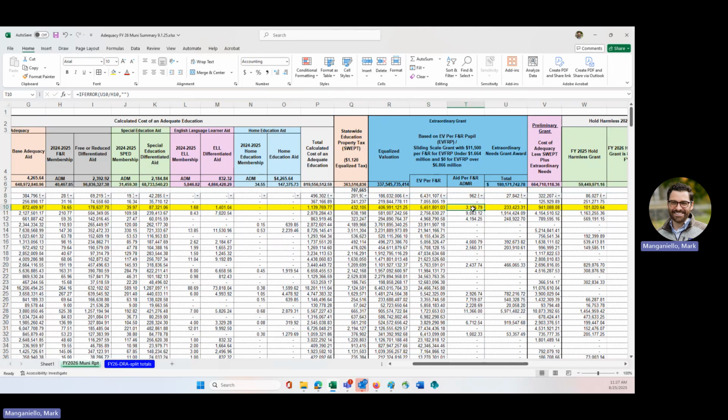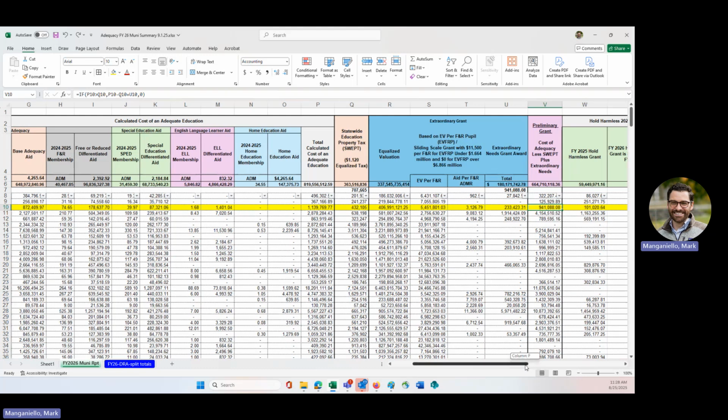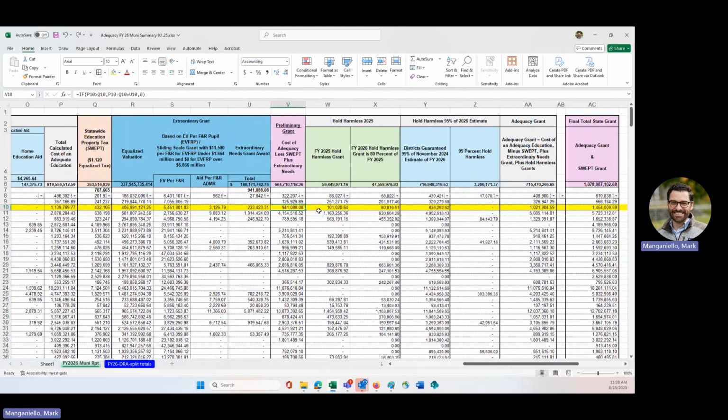So Alexandria is somewhat close to the cap. They get $3,126 for each FNR pupil. So they get some targeted aid there. But we have already determined they need the $707,000, plus we add this. We know that their grant is going to be $941K at the moment. So here is their grant at the moment, $941K in cash. Lastly, we look to the Hold Harmless grant, the last big grant.